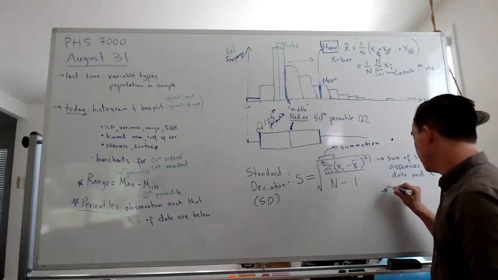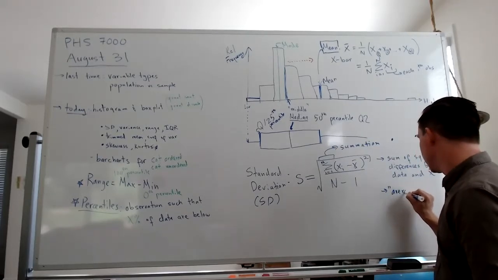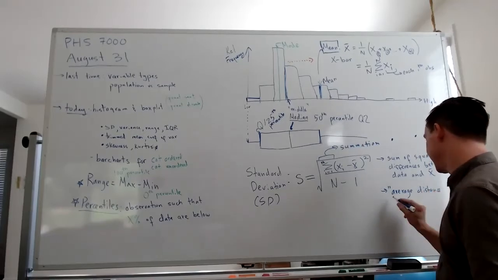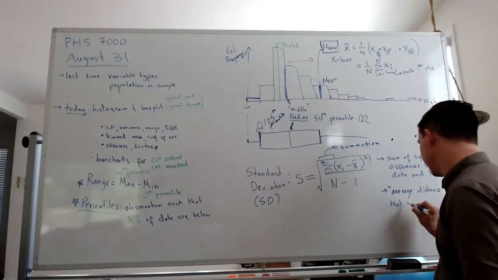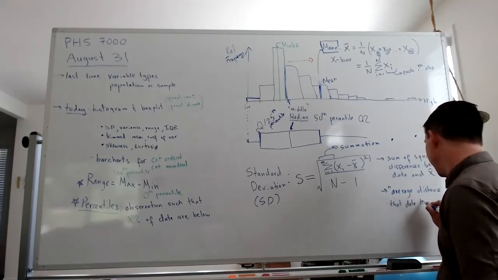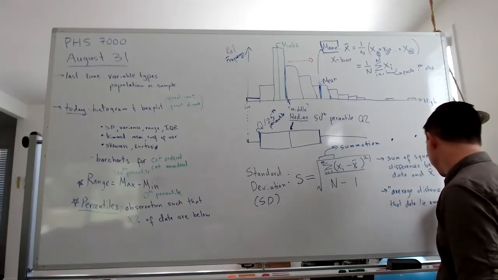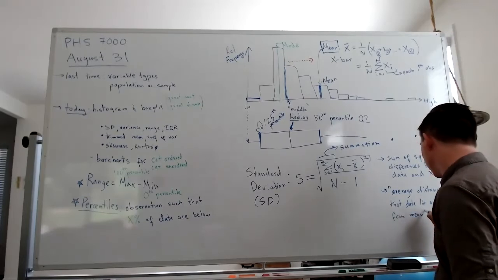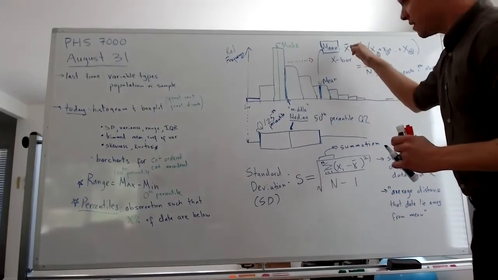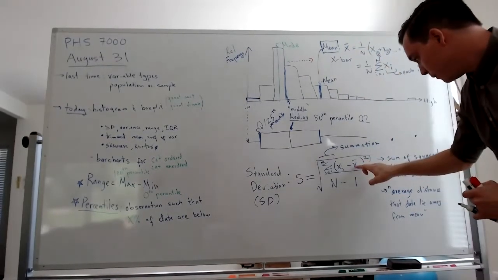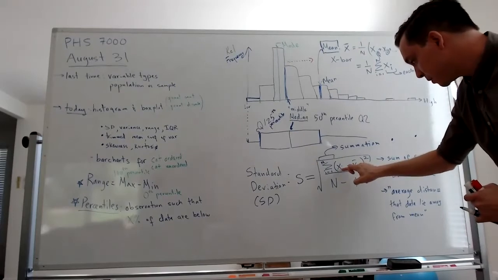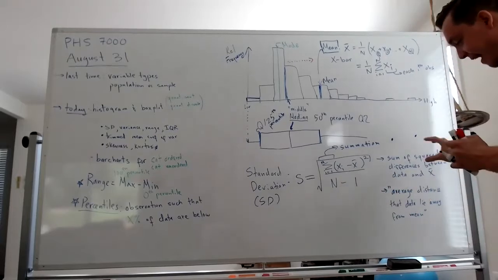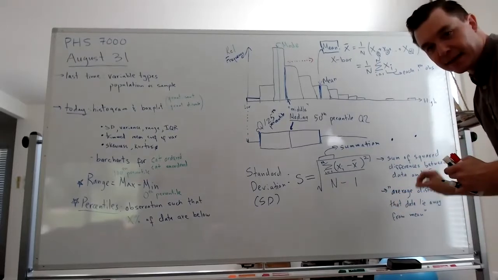And you think average distance that data lie away from the mean. This is the mean. Here's where it is in the formula. Here's each individual observation. And what you're doing is you're saying, this is my average distance that data lie away from the mean.